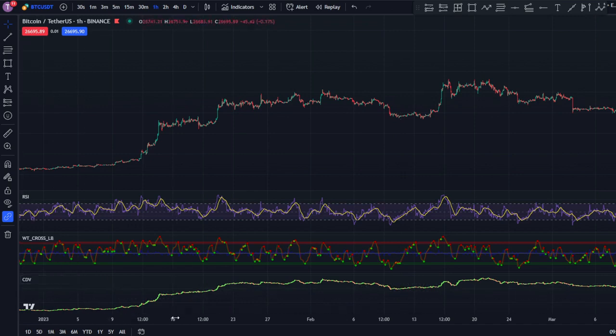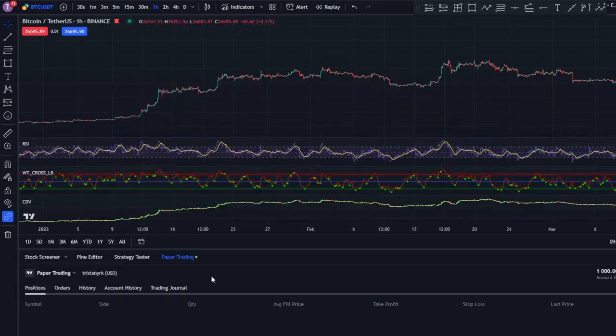Personally, you guys can also use the paper trading function on TradingView. You can just paper trade, use fake money, test the strategy out, and let me know how it works, and how sometimes this strategy might not work so well for you depending on your trading style. And yeah, just make sure to test with paper money before you actually do the real thing.